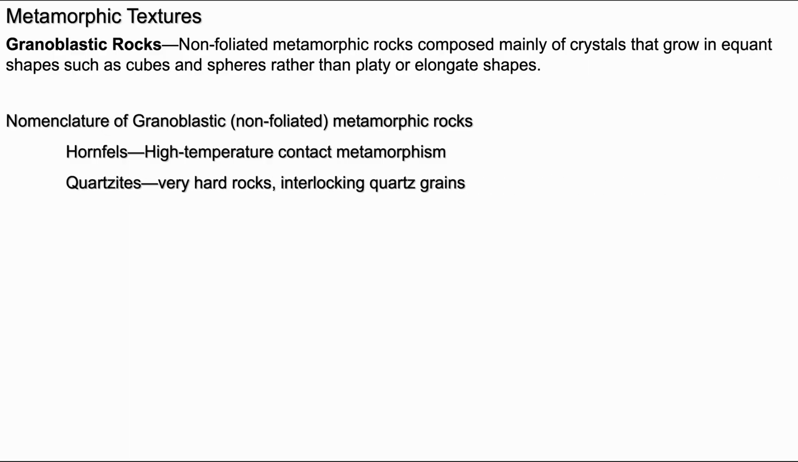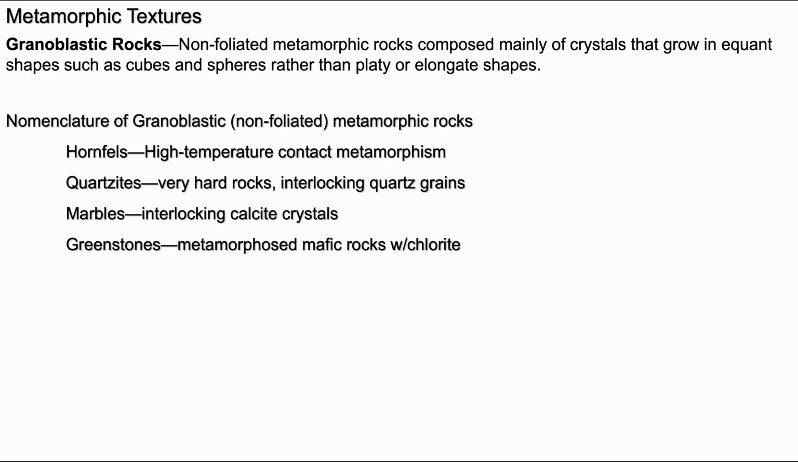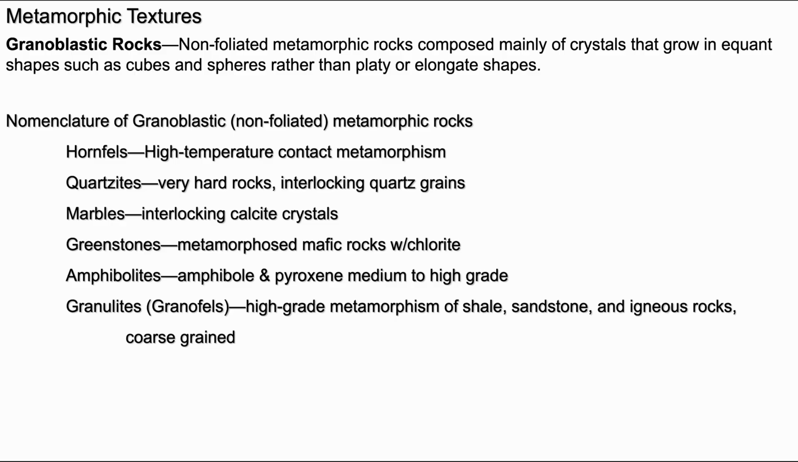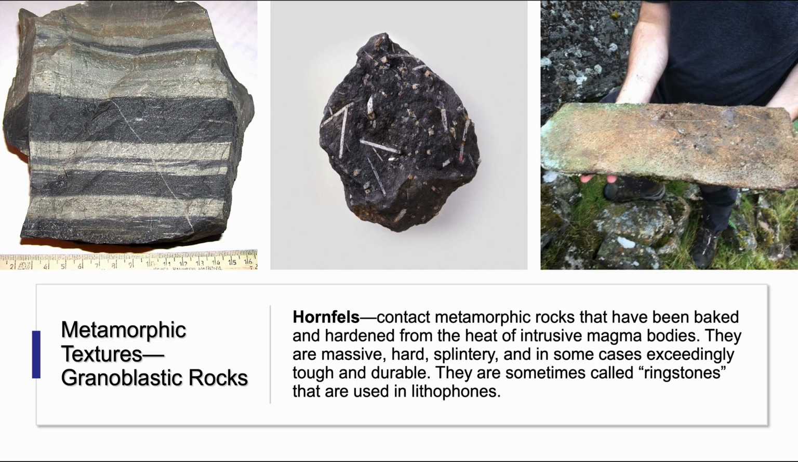Quartzites, also very hard rocks with interlocking quartz grains. They fuse together. Marbles are interlocking calcite crystals that result from the metamorphism of limestone. Greenstones are metamorphosed mafic rocks with chlorite, a green mineral. Amphibolites are composed of amphiboles and pyroxenes, generally medium to high grade. Granulites result from high-grade metamorphism of shales, sandstones, and igneous rocks. They're coarse-grained metamorphic rocks.